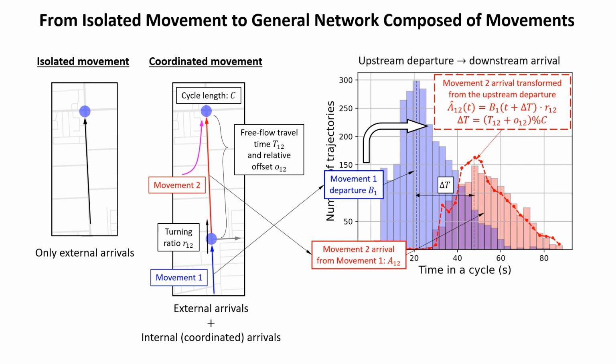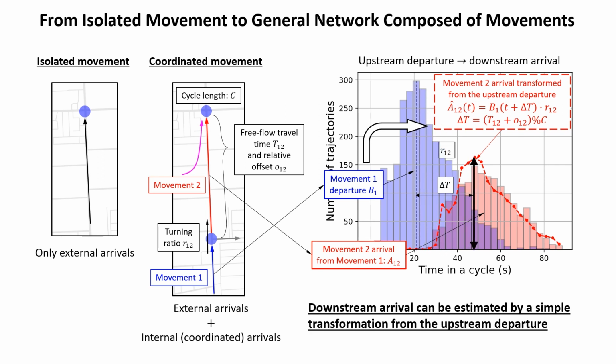Delta t reflects the offset between the two movements. Since these curves are calculated through trajectory aggregation across many cycles, delta t is confined to one cycle. The reduction in the number of trajectories between the upstream departure from movement 1 and the downstream arrivals occurs because of the turning ratio. In conclusion, the downstream arrival can be estimated by a simple transformation of the upstream departures.